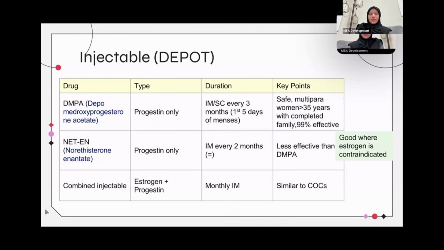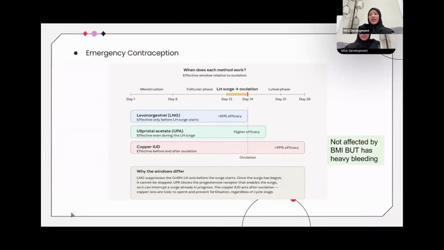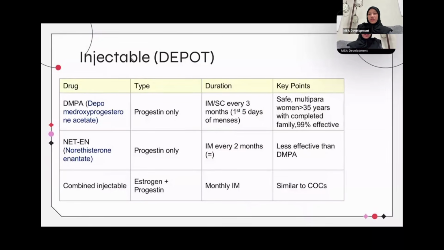If we go, oh, sorry, I don't know how to go back, but yeah, here. So copper IUD is most effective in emergency contraception, so just don't forget those two. Okay, this is effective in this table.